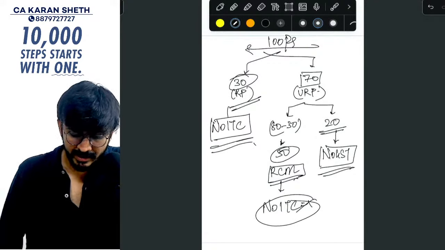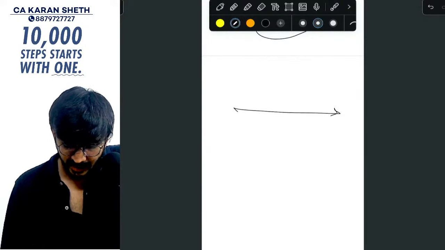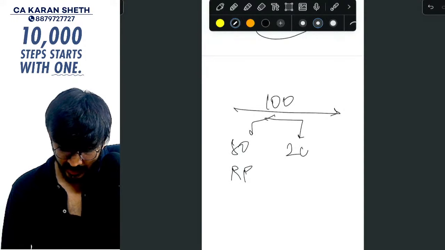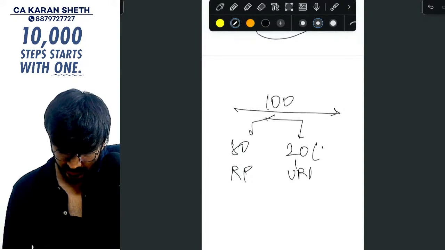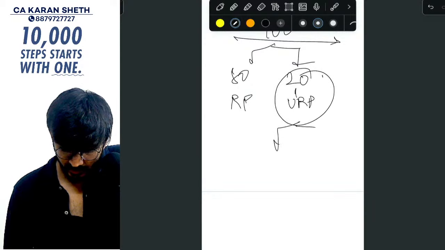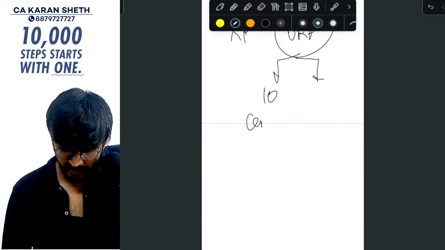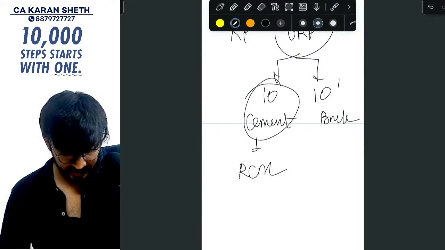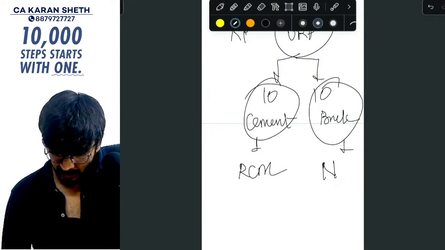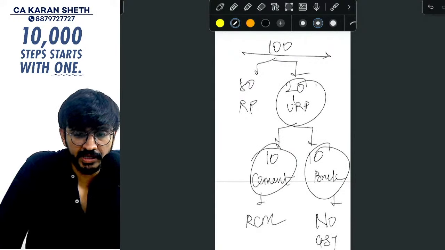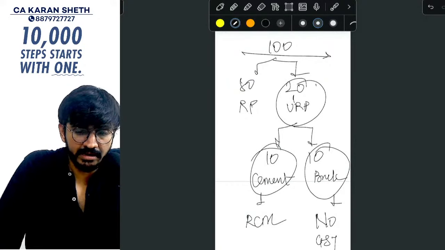Obviously. For example, understand 100, of which 80 is from registered persons and 20 is from unregistered persons, correct? But understand, out of this 20, let's say 10 is cement and 10 is bricks. So RCM will apply on the cement, but on the rest there will be no GST. Is that making sense, guys? Are you able to understand this?